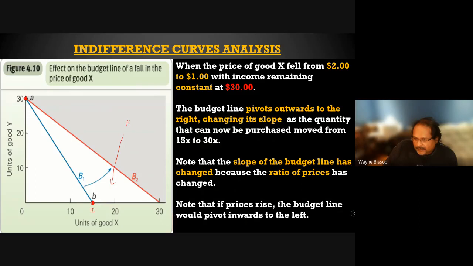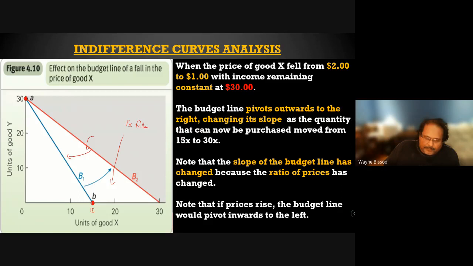The price of good X has fallen, right? If, however, it pivoted inward, it means that the price of good X would have risen. That would have meant that the price went from $1 to $2 for 1 unit of X. So the direction of the pivot is opposite to the movement in price. If it pivots inwards, it means prices have risen. But if it pivots outwards, it means prices have fallen.